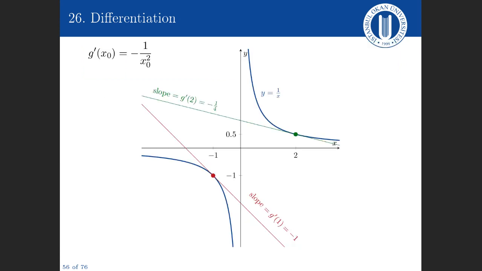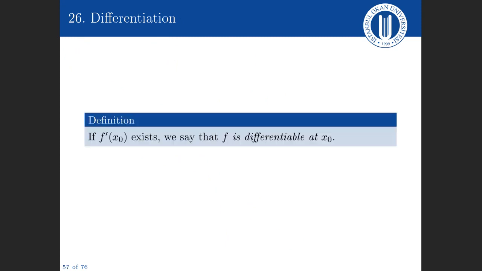Here is a graph of this function. We now have a formula for the derivative, or the slope of this function. For example, if x is equal to 2, the slope must be minus a quarter. If x is equal to minus 1, the slope must be equal to minus 1. And just from the picture, this looks like this is correct.